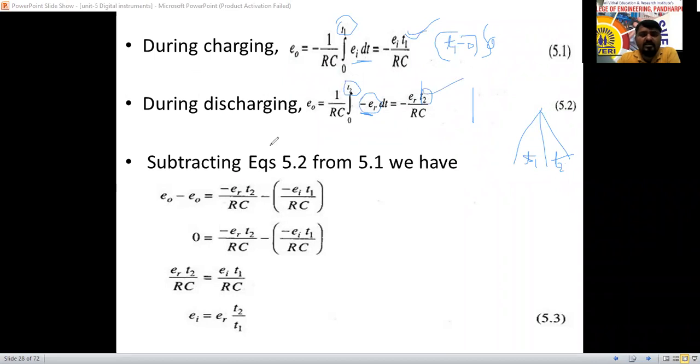So we have to average by subtracting these two equations, that is 5.1 and 5.2 here. E naught minus E naught, that is 0. So ER minus this one, minus this we can consider here. Now minus ER T2 divided by RC; here minus, again here minus is there. So minus and minus will become plus. Here the minus is there.